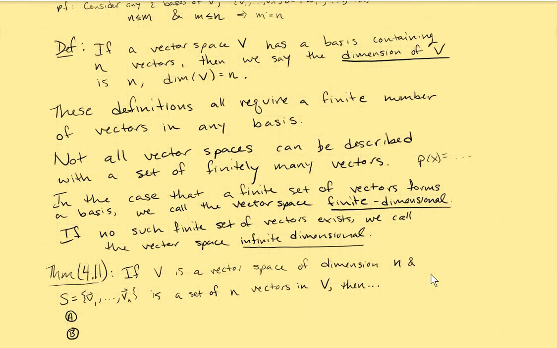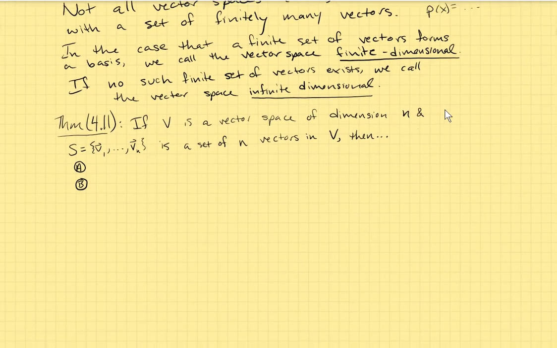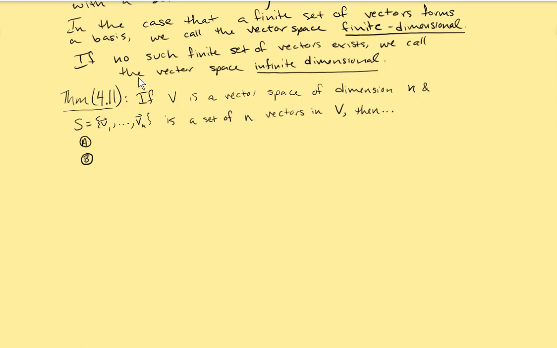Let's see this last little theorem before we see an example. Theorem 4.11 here. It just says if V is a vector space of dimension n and S is a set of vectors v1 through vn, so that's n vectors in this vector space, then what can we say? I think this is just a couple more facts to add to the toolbox to build our intuition about these bases. So let's see. What can we say? First of all, we have this set S.